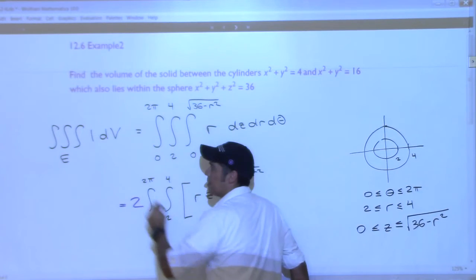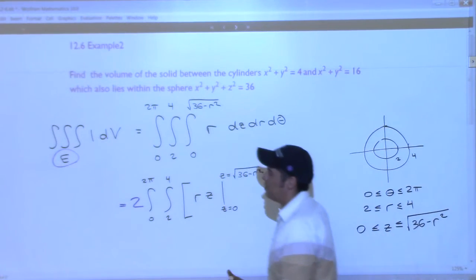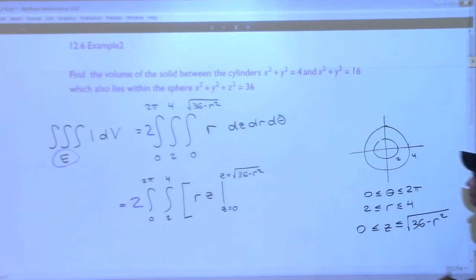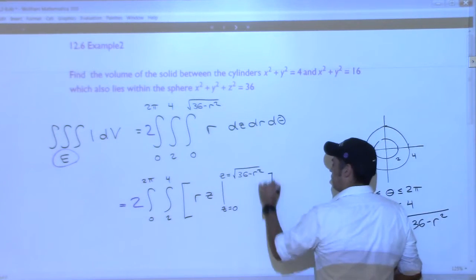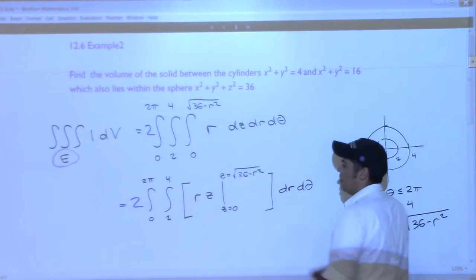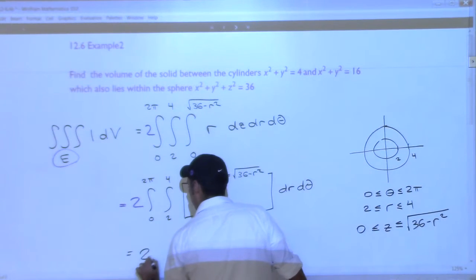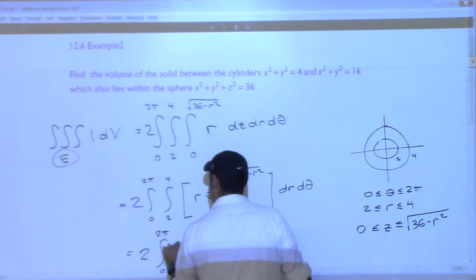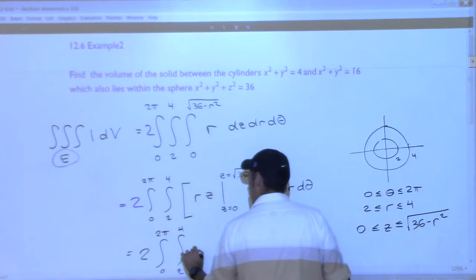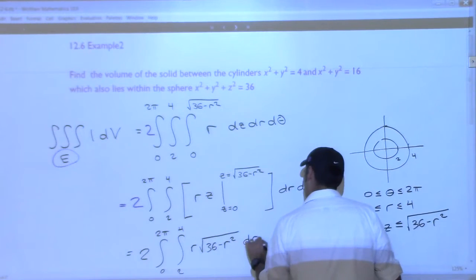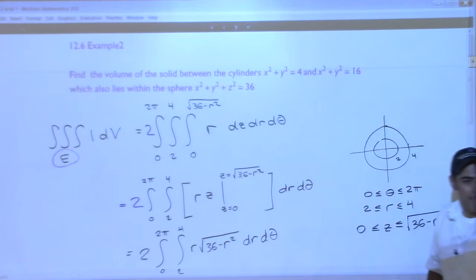We should probably put 2 out here because if we're going to say that this is equal to this, we need to double that answer, okay? Now let's put the 2 out there. And then when you plug this in for z, and then you plug 0 in, it'll kill it off. So I think the next double integral here is where we can stop, because we're going to have r times square root 36 minus r squared dr d theta, right? That's what we get? Yes?